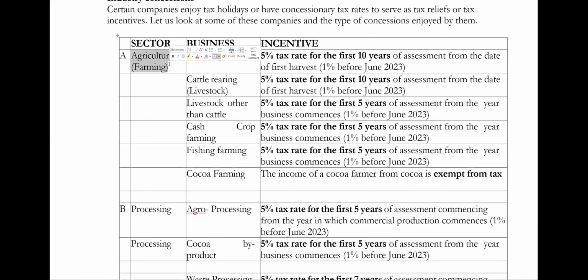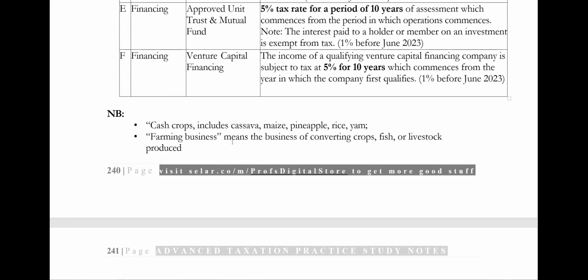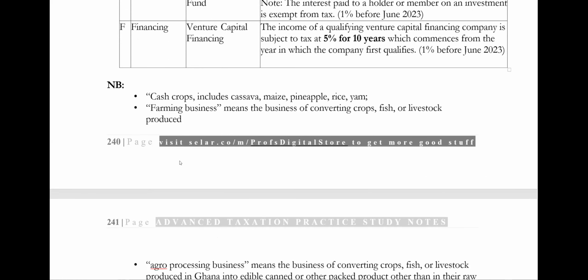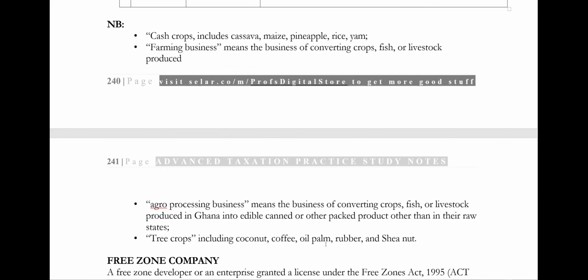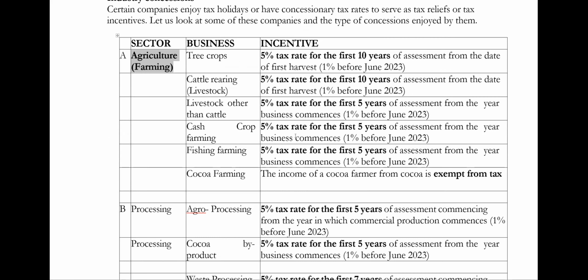So if the sector is agriculture or farming, when we talk about tree crops, they include things like coconut, coffee, oil palm, shea nut. Are you getting it? Crops that are trees that we harvest from, and they take a long time before we can harvest from them. So if you're into tree crop farming, for the first 10 years from the date you make your first harvest, you pay 5% tax.